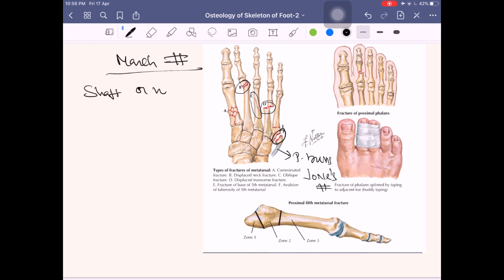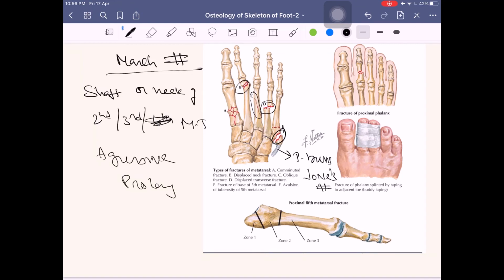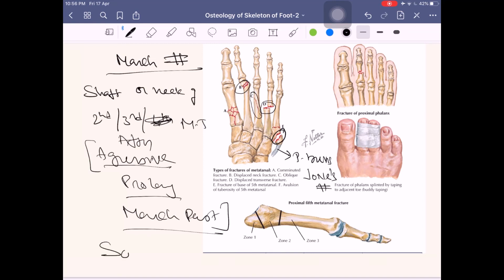fractures in the shaft or even the neck of the second, third or fourth metatarsal bone. Usually in the second and third, there is a shaft fracture, either in the shaft or neck of these bones. These are seen in soldiers after aggressive prolonged march past. Parade and march past they do, and after prolonged aggressive march past they develop these fractures among soldiers. So this is why it is called a march fracture.